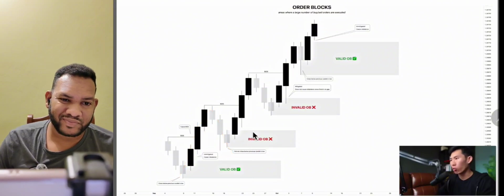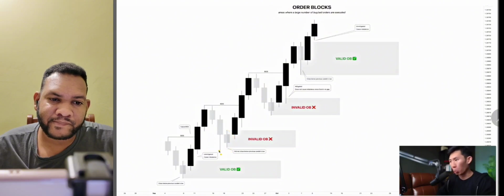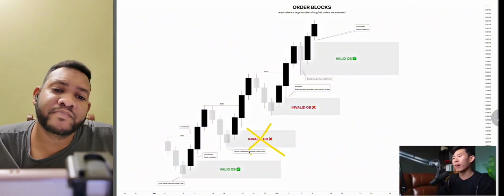And then let's look at this next zone right here. Do we have a sharp and substantial upward movement? Yes, we do, right? But look at this pivot candle. This pivot candle did not close below the previous candlestick low, which is right down here. In this case, this is an invalid order block.